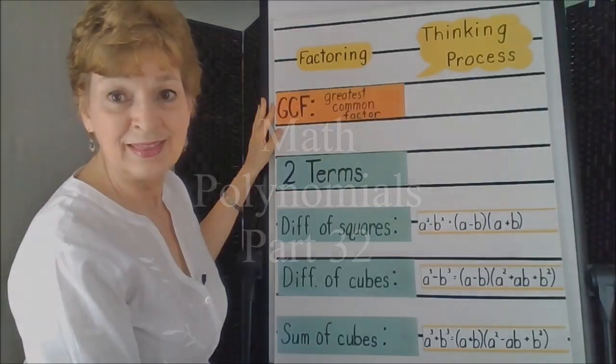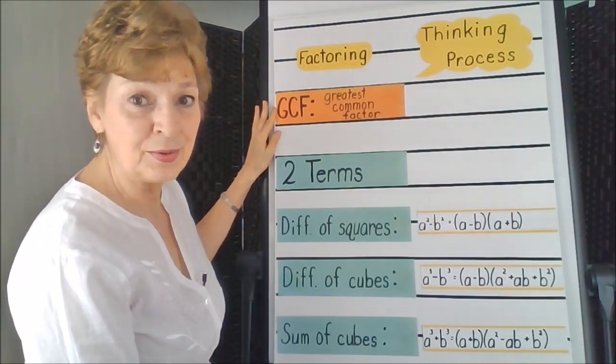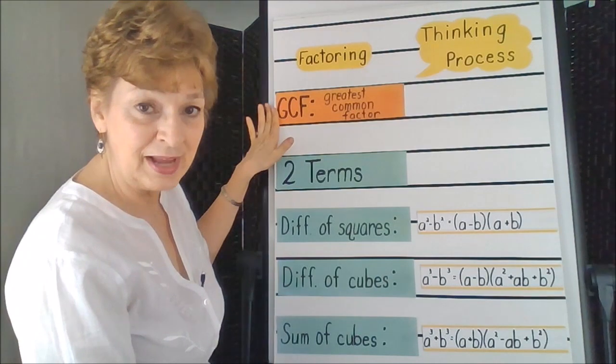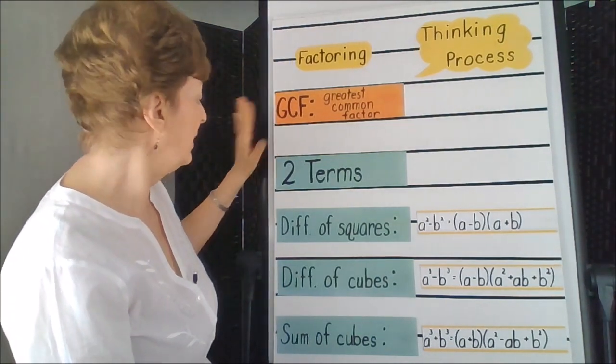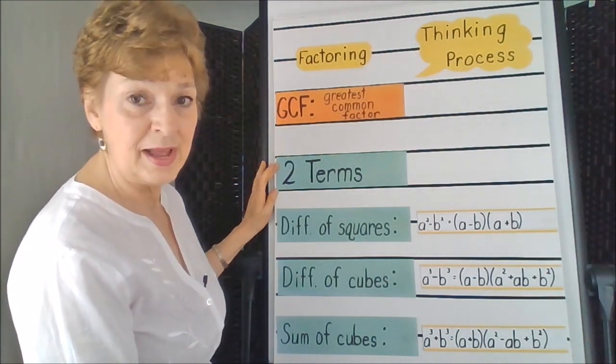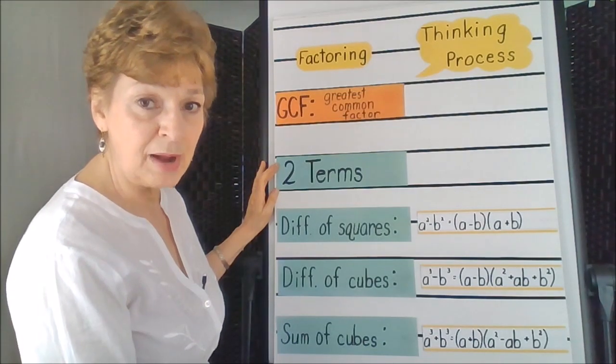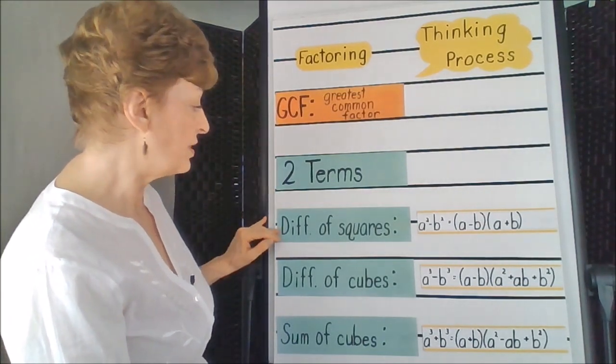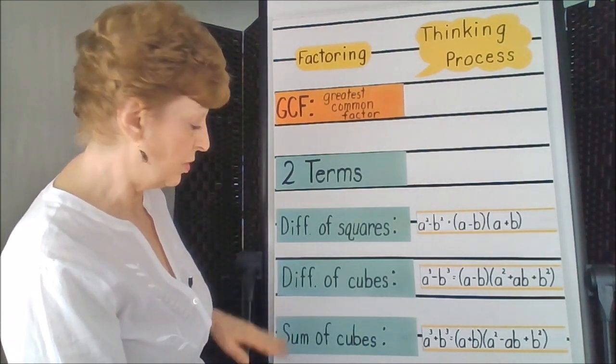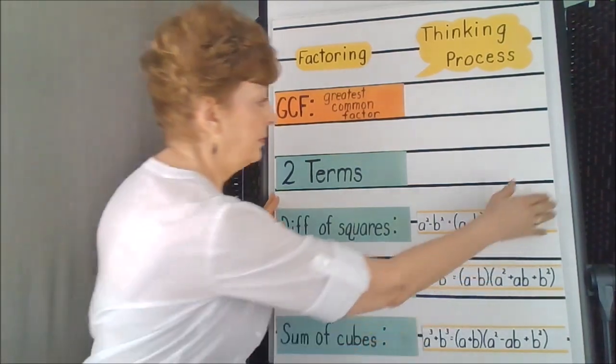First thing that you should be thinking about is pulling out a greatest common factor. That can simplify your life a lot. If you've noticed that you have only two terms, you're probably dealing with the difference of squares, the difference of cubes, or the sum of cubes.